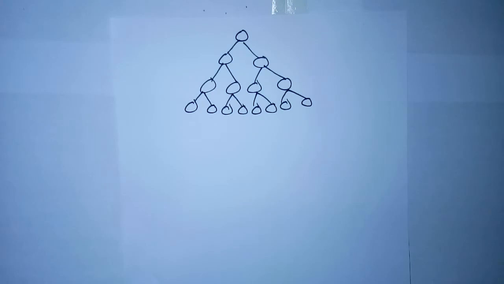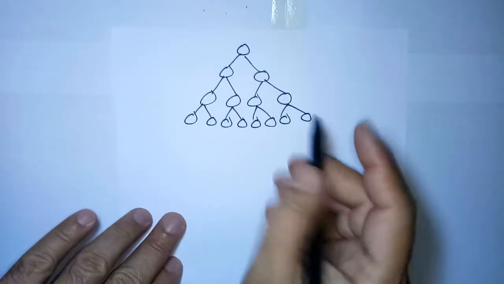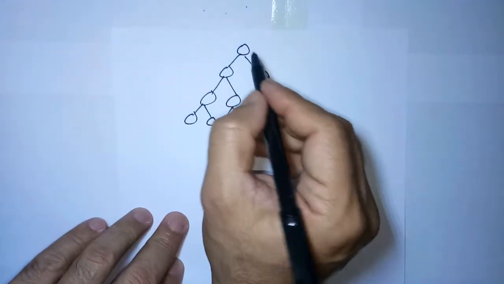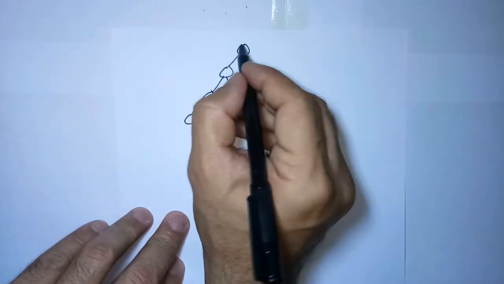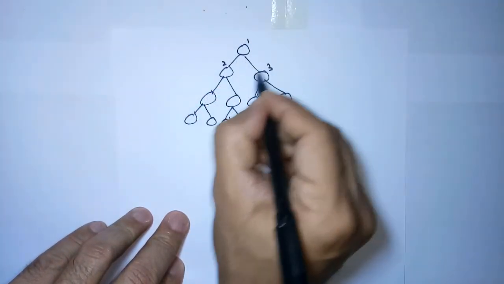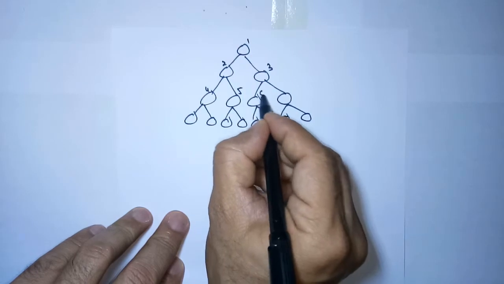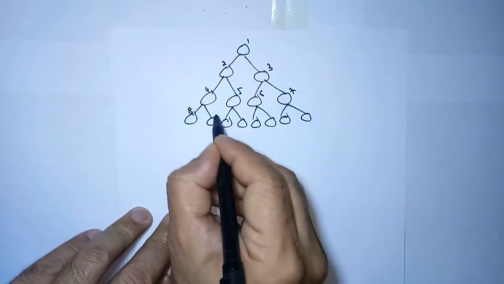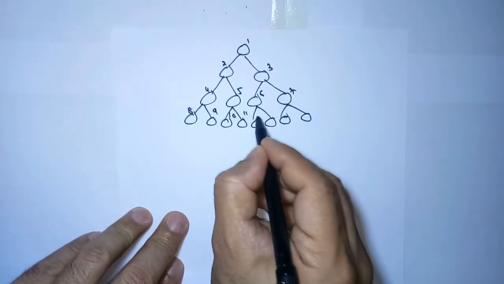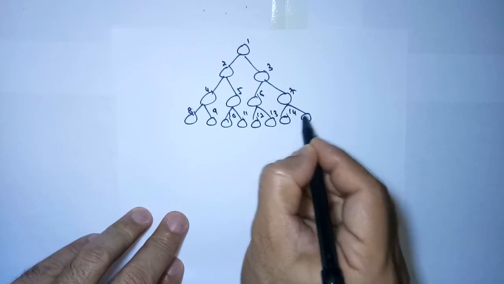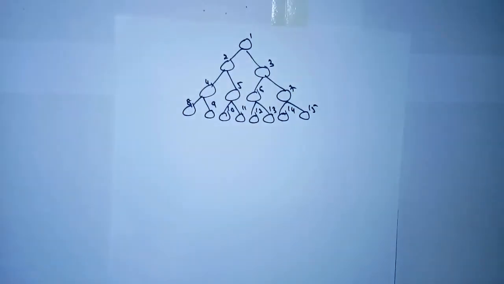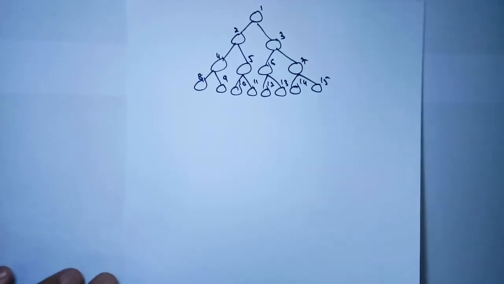Okay, if this is the complete binary tree, and the indices are, every node has one index: 1, 2, 3, 4, 5, 6, 7, 8, 9, 10, 11, 12, 13, 14, 15. If this is the scenario and I am interested to know from where the leaf nodes start, how can I find this? So the formula is very simple.